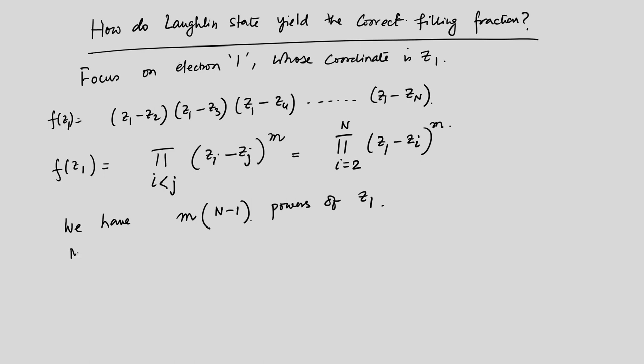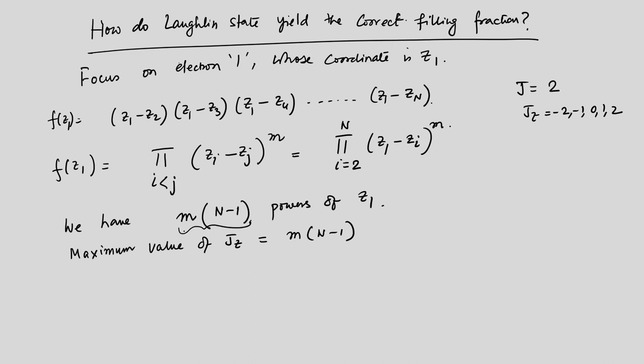then the maximum angular momentum, that is, the z component of the angular momentum, as you know, not the total angular momentum. I mean, for a given j, say j equal to 2, the jz takes values which are minus 2, minus 1, 0, 1, 2. So the maximum value of jz in this particular case, for this single particle, is equal to m into n minus 1, because that power is nothing but the angular momentum that appears in the wave function. So you just read off the power and then you get the angular momentum.